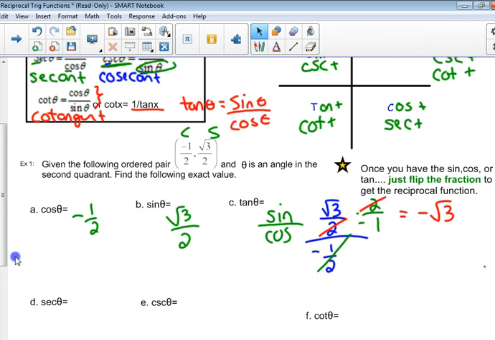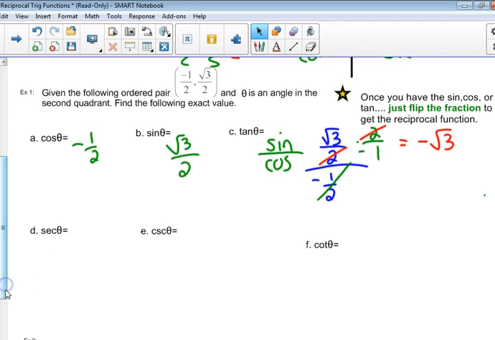Pretty easy from what we've been doing so far? Now, don't freak out because you have new ones, right? If you can know what they match up to, all we're going to do is flip the fraction. That's it. So it's just using the reciprocal. Now, secant went with which one? Sine, cosine, or tangent? Cosine, good, because it's an S.